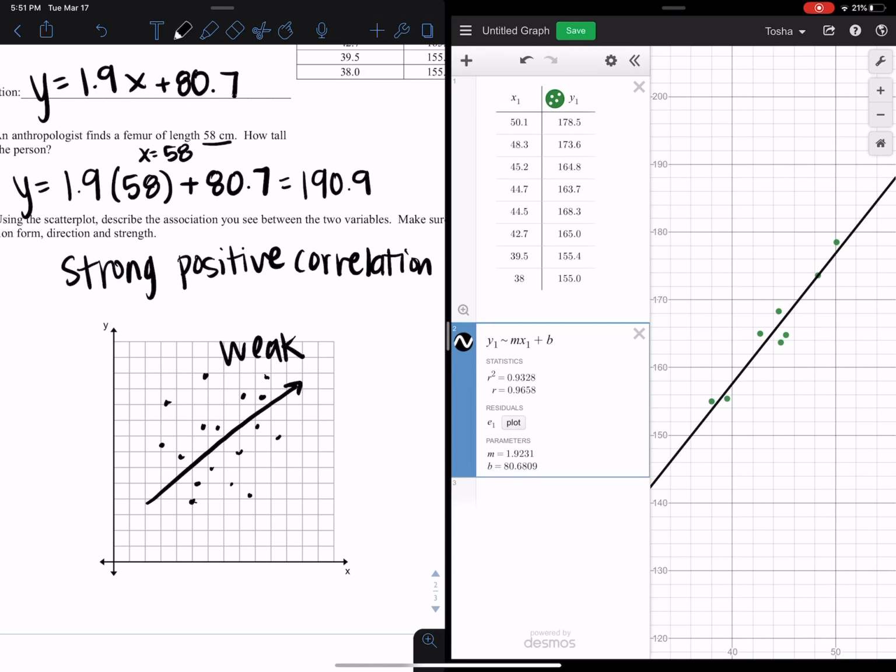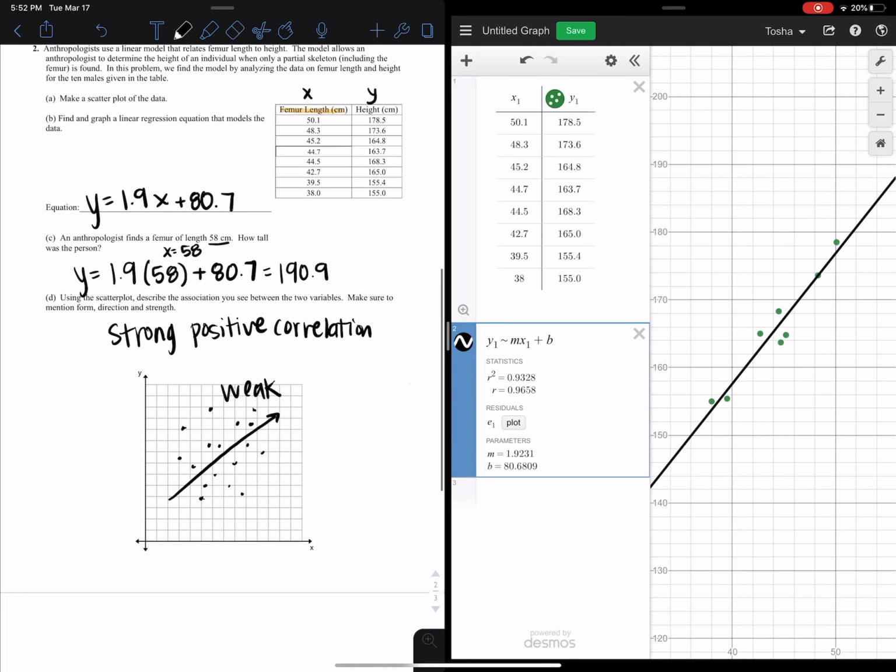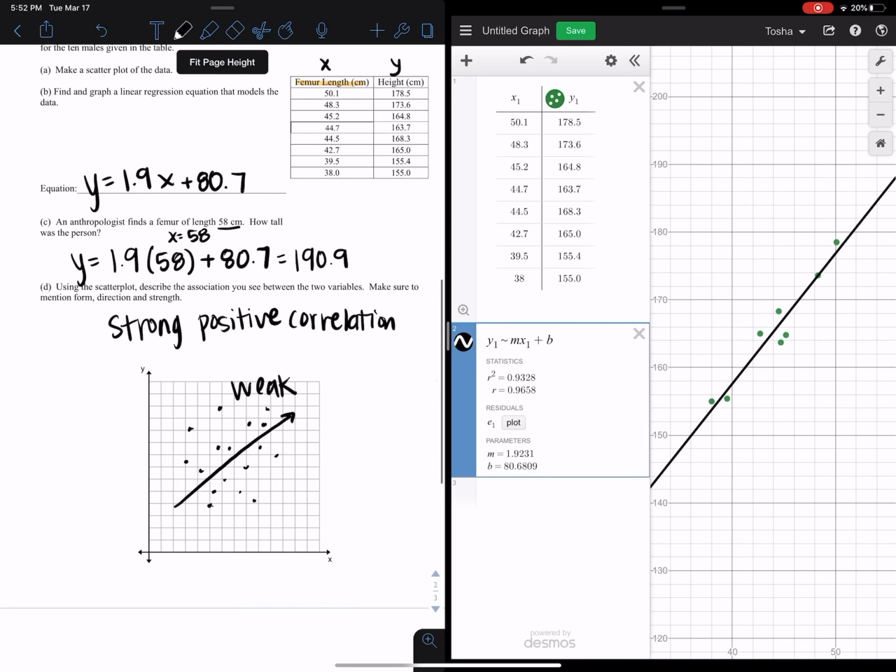So don't worry if you don't quite remember that. But on your homework, you're going to have to take a table like this, find the regression equation, and then interpret, like plug in something for x and find this.